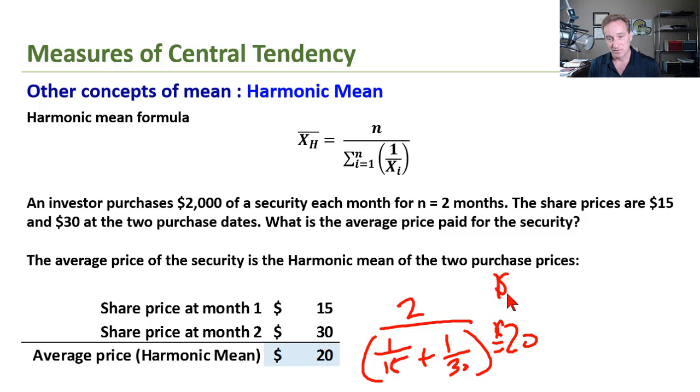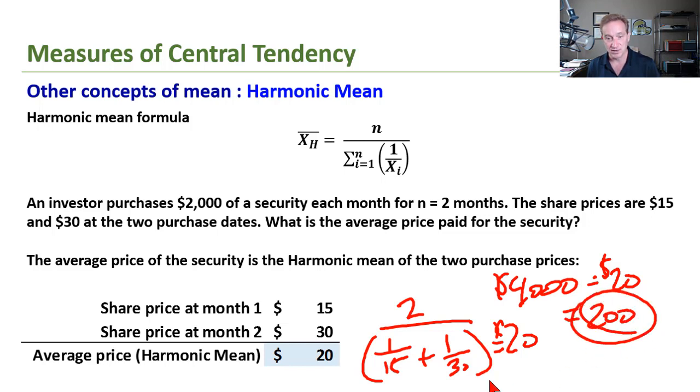So you spent $4,000 divided by your average price, the harmonic mean of $20 per share, which means you purchased 200 shares. That's because you got 133 and a third shares the first time, and then you added 66 and 2/3 shares. So you have 200 shares. You spent $4,000 in total. Your average cost is in fact $20.